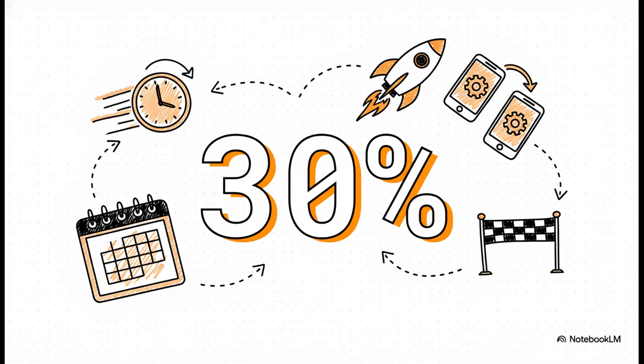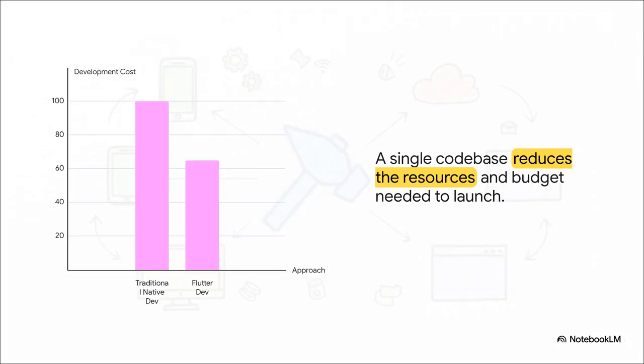And let's get into some hard data, because this is where it gets really interesting. We're talking about saving a minimum of 30% on development time. Think about that. In the crazy fast-moving world of tech, launching even just a few weeks ahead of your competition, that can be the difference between winning the whole market and being left in the dust. And hey, where you save time, you save money. It's that simple. This chart just visualizes it perfectly.